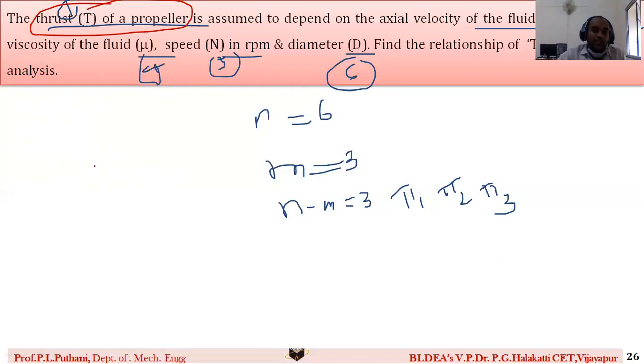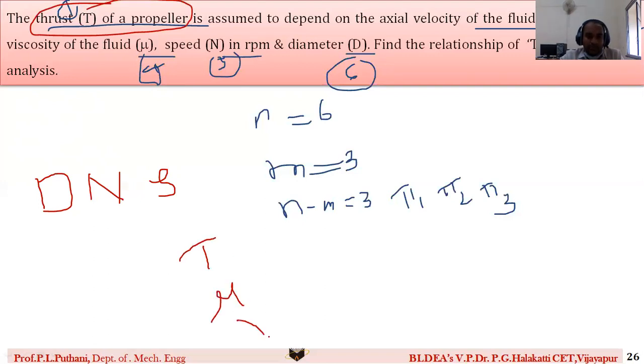So therefore, for this particular problem, I can take one of the repeating variables as geometric property d, flow property as speed n, and again I can take a fluid property, this one. Then the remaining variables which I am having are the thrust, the viscosity and the velocity. So use this method and try to get the solution.